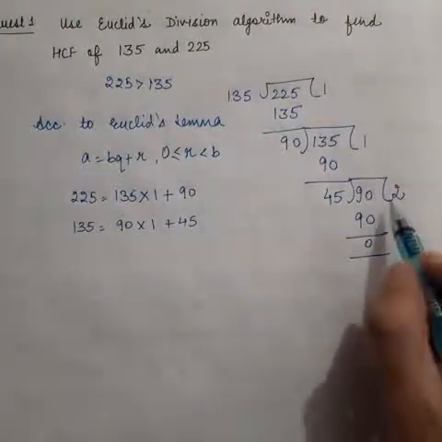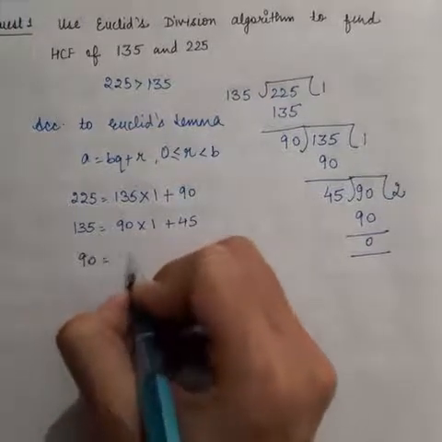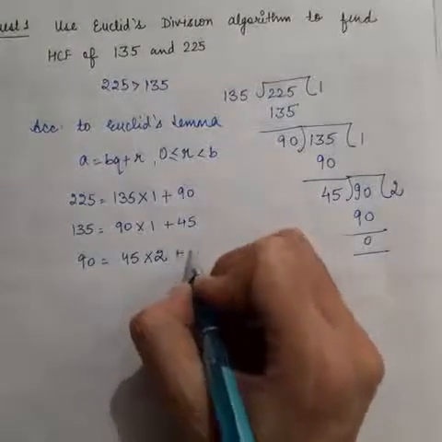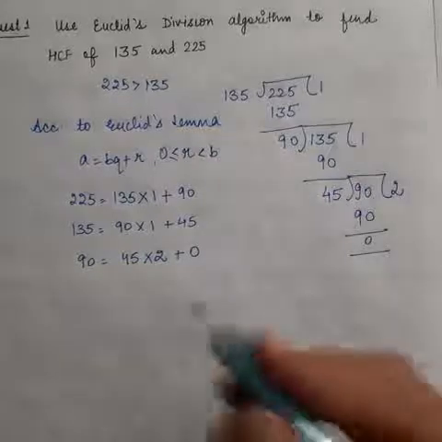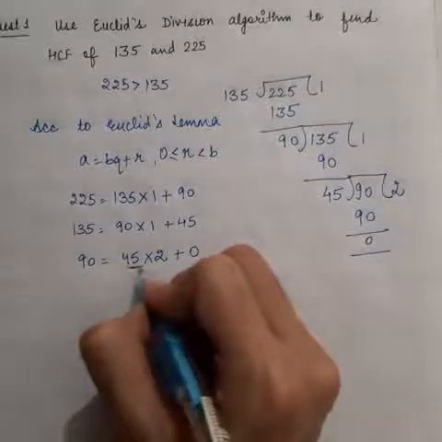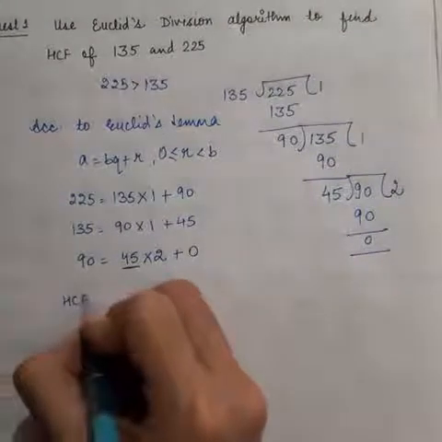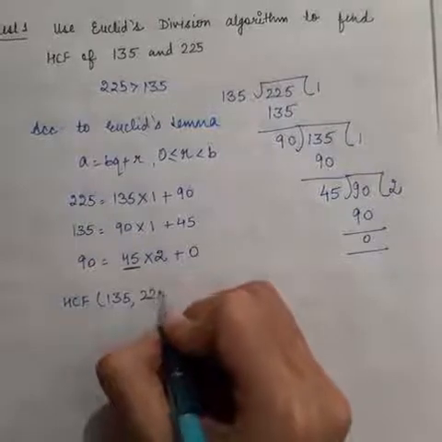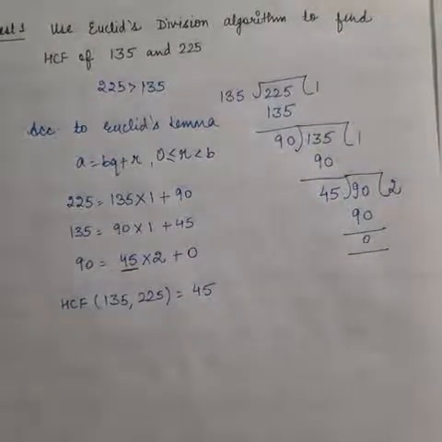Then as per the third step of the division, we will write 90 as the dividend, 45 as the divisor, 2 as the quotient and 0 as the remainder. Now you will see here very carefully that the divisor in the last step is your HCF. So you will write here HCF of 135 and 225 is equal to 45. This is a method of writing the HCF.